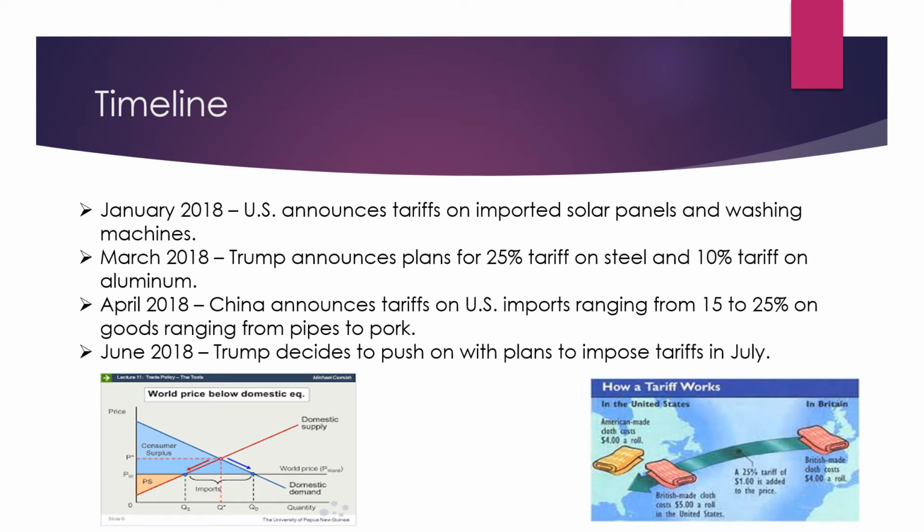In January 2018, the United States announced tariffs on imported solar panels and washing machines. In March 2018, Trump announced plans for a 25% tariff on steel and 10% tariff on aluminum. In April 2018, China announced tariffs on U.S. imports ranging from 15% to 25% on goods ranging from pipes to pork. In June 2018, Trump decided to push on with plans to impose tariffs in July. China has also made plans to impose more tariffs in response.